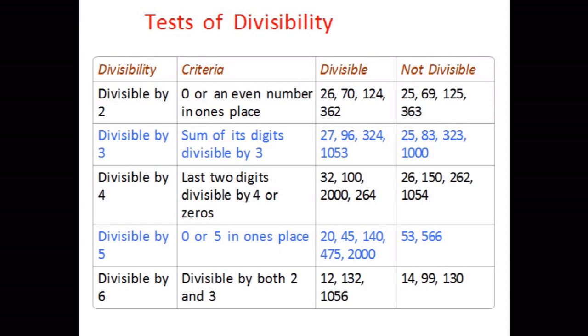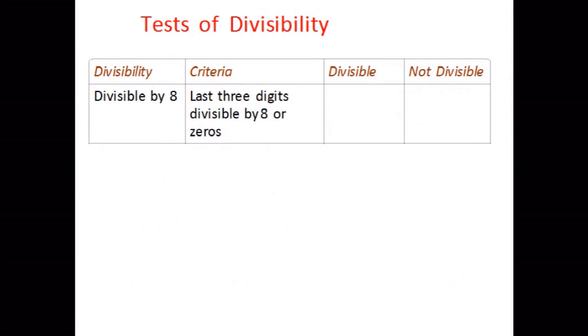Let's see some more divisibility tests. Whether the number is divisible by 8. What we do here is take the last 3 digits and see if those are divisible by 8 or those are zeros. Now in case of 1000, last 3 digits are zeros, so it is divisible by 8. In case of 10,360, we have to look at the last 3 digits, 360.